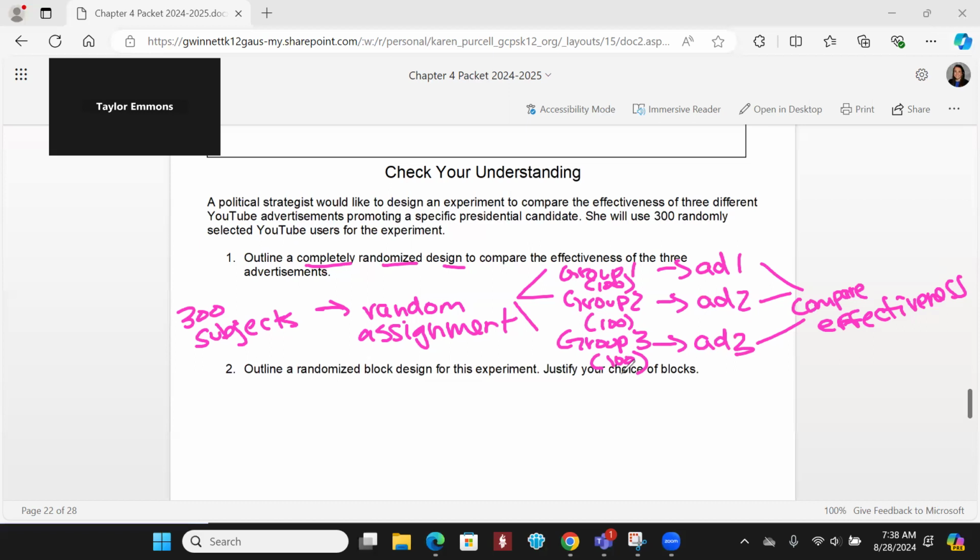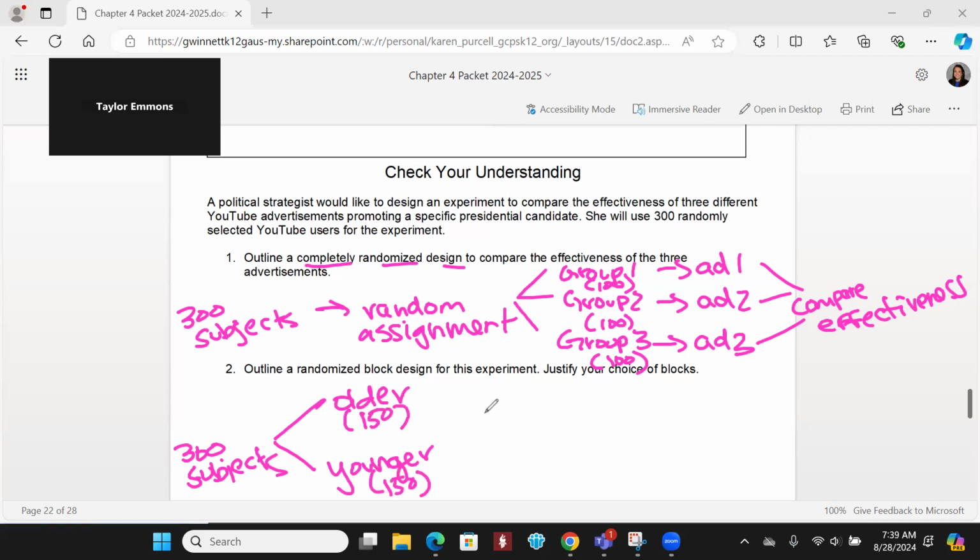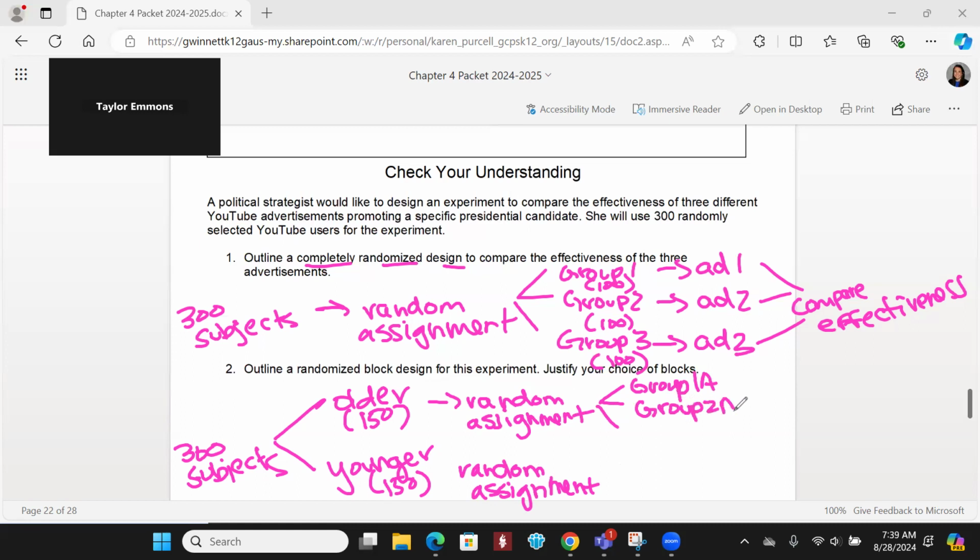Okay. Are we okay? All right, now we're going to do a randomized block design for this experiment. So the only thing that we're going to change for this is we're going to actually put them into groups first. So we're going to say 300 subjects. And then we're going to split this into older and younger. And we're going to say 150 here and 150 here. And then we're going to do random assignment to the treatments. So then we're going to put them in group 1, group 2, group 3. Group 1A, group 2A, group 3A.